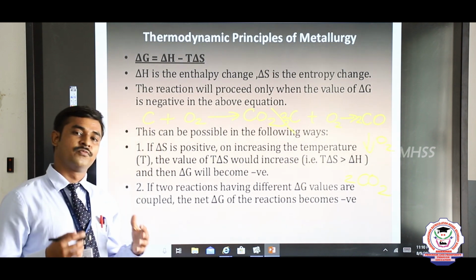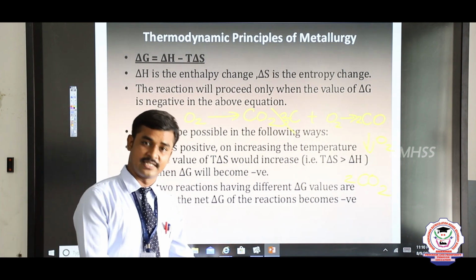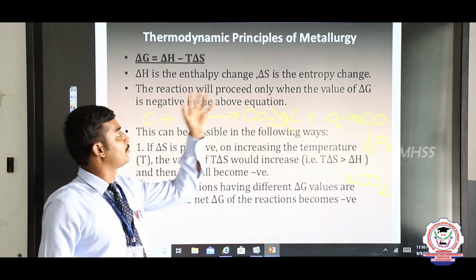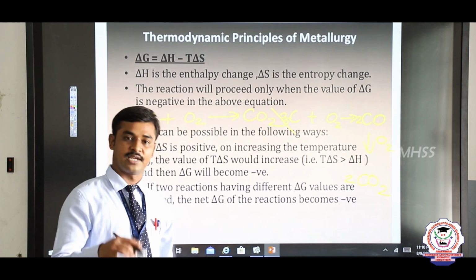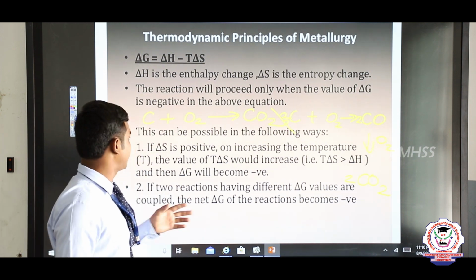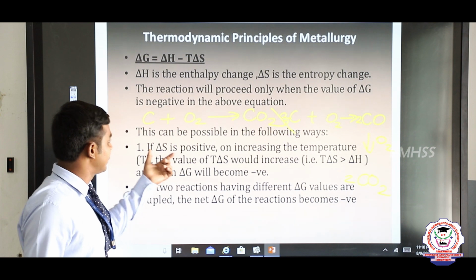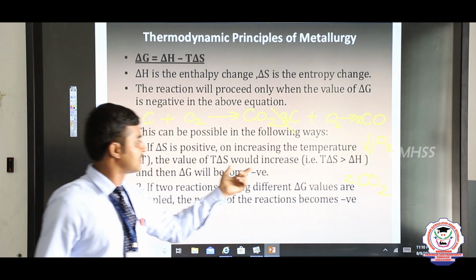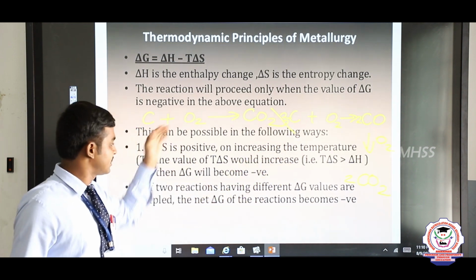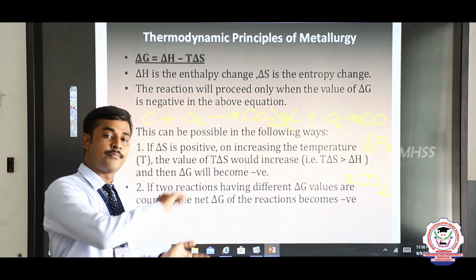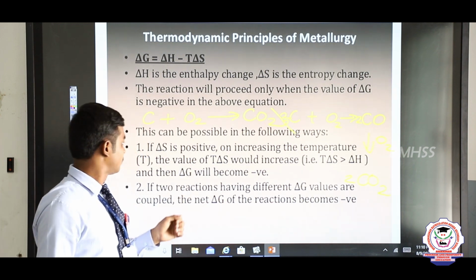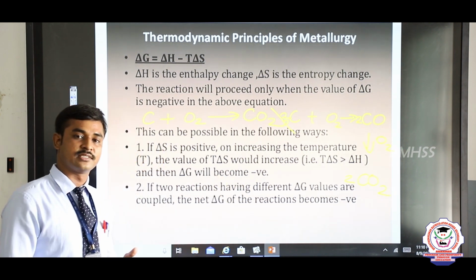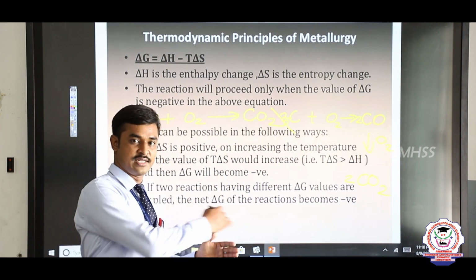So, which reducing agent is suitable for the metal reduction? That can be identified by the Ellingham diagram and the thermodynamic principle of metallurgy. I will explain the Ellingham diagram. At first, the thermodynamic principle of metallurgy says that on increasing the temperature, the value of T del S would increase. So, the del G is opposite to the del S. If del S is positive, the del G will be negative.